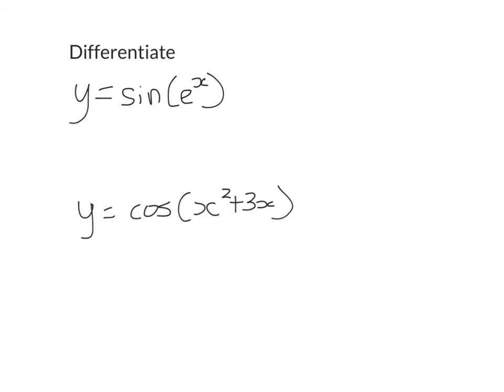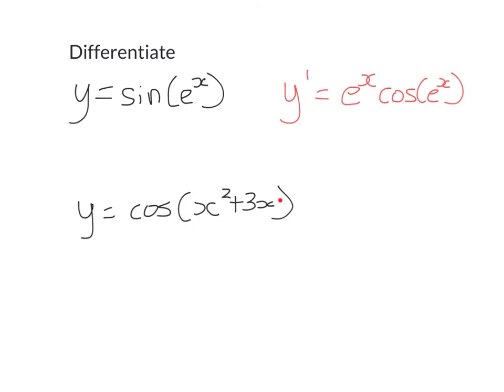So let's start up here, y equals sine of e to the x. So the quick way to do it, we look at what's in the brackets and differentiate it. The derivative of e to the x is e to the x. So we write that out the front. Then we just change the sine to a cos, and we leave what's in the brackets alone. There we are, we have the derivative. How easy was that? So let's now look at this function here, cos of this.